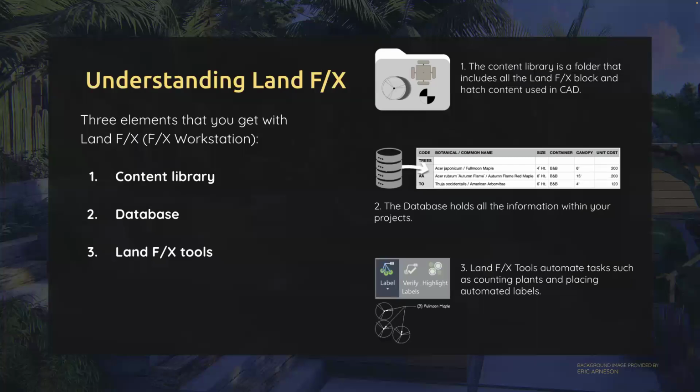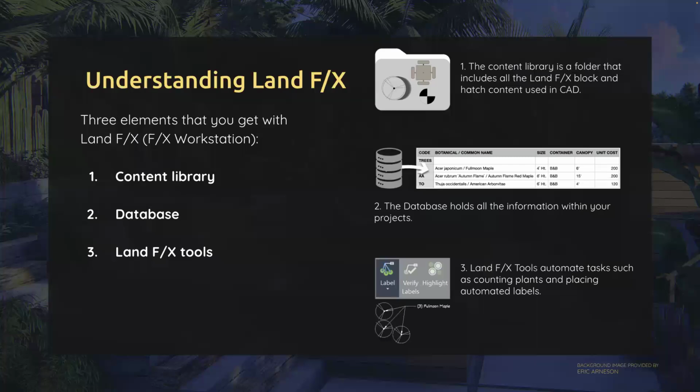These are the three elements that you get with Land Effects, or the FX workstation, as you might see it called. One is the content library. The content library is a folder that includes all of the Land Effects block and hatch content that is used in CAD. And we have a lot of assets that come with your installation that are set up and ready to use.